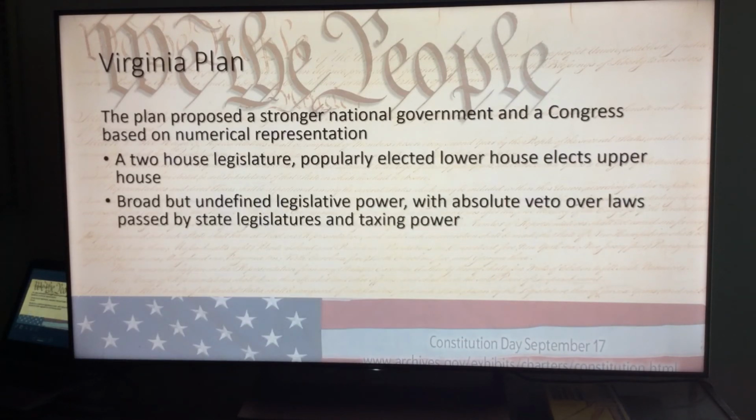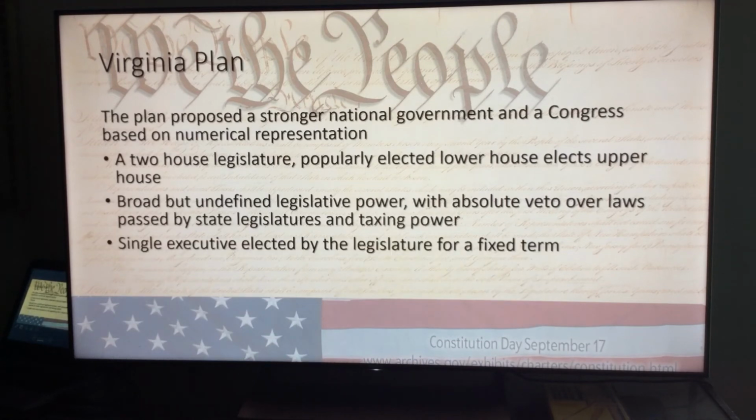Broad but undefined legislative power with absolute veto over laws passed by state legislatures and taxing power. That is a lot of power for states to give up, where the national government can veto laws passed by state legislatures. And then there's also giving some taxing power to the national government so that they can pay to protect rights. Single executive elected by the legislature for a fixed term.